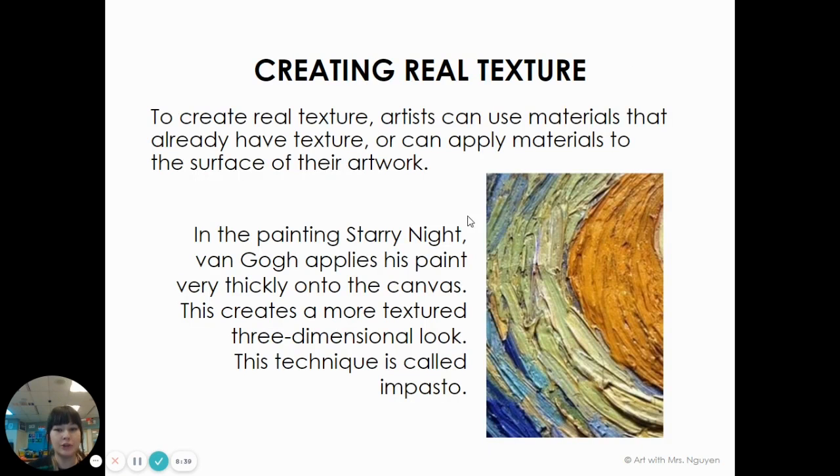To make real texture, you can either glue things onto your project or form it with clay to actually make it bumpy, prickly, furry, or whatever other texture you would like to add. Or you could even layer some paint like Vincent van Gogh did in A Starry Night. He used a lot of paint, so if you were to touch his paintings, it would actually be bumpy.